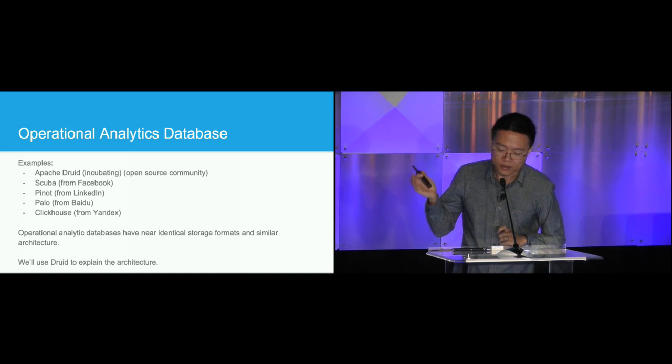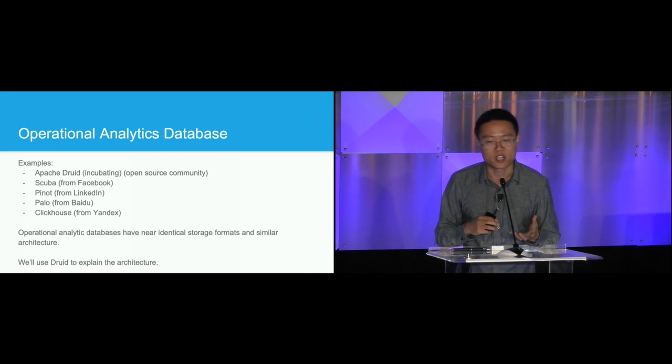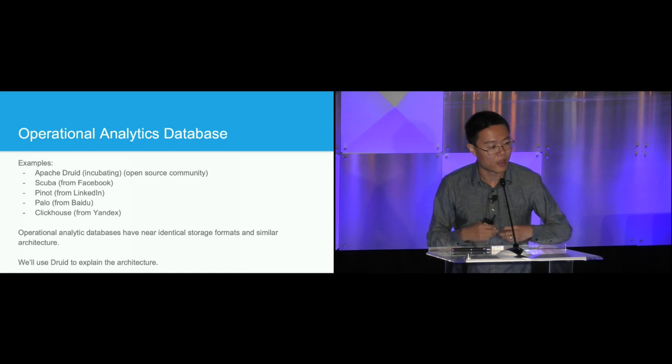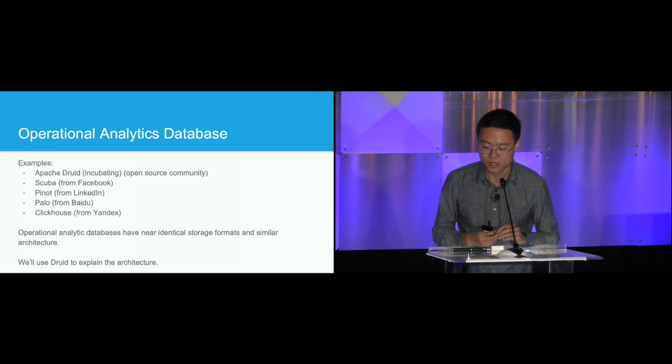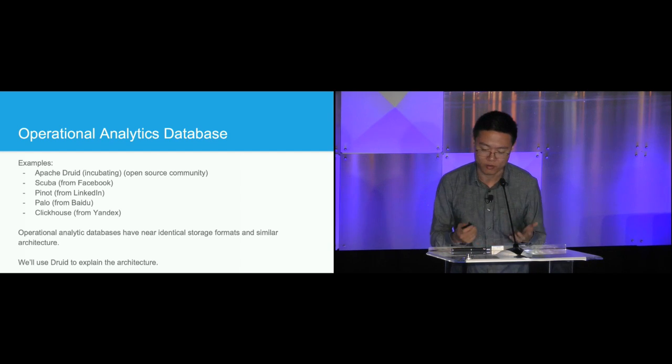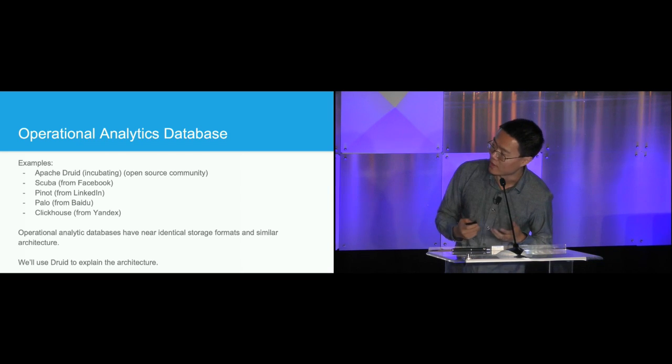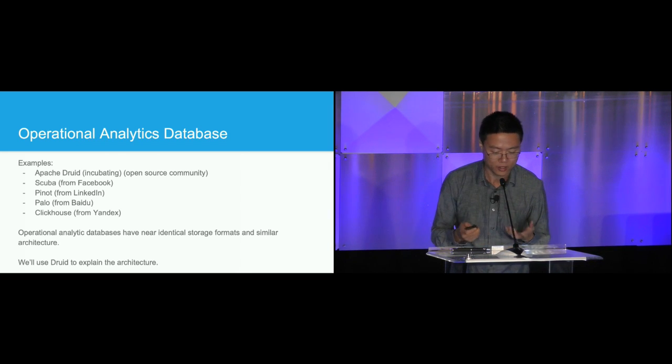Basically, these 4 or 5 systems architecturally are virtually identical. They all have the same ideas. They all combine ideas from these legacy systems. Their storage formats are almost identical as well. So how they store data, how they query data, their fundamental architecture is very, very similar. So I'm going to talk about how these operational analytics databases work, but I'm going to be using Druid as a case study because, one, it's an open source project. It's incubating in the Apache Software Foundation, and two, it's the one that I have the most experience working on, and I understand the architecture the most deeply.